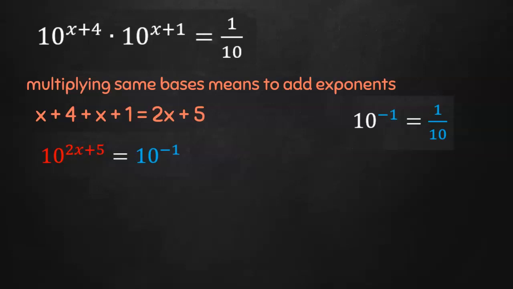Now that my bases are the same, I'm able to set my exponents equal to each other and solve. So I'm going to subtract 5 from both sides and divide both sides by 2, which would get me negative 3.